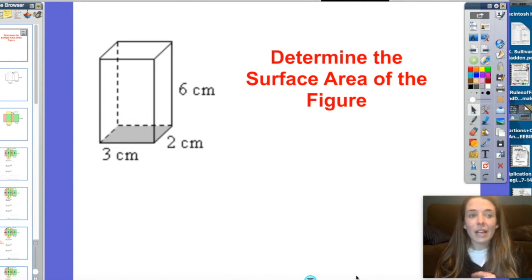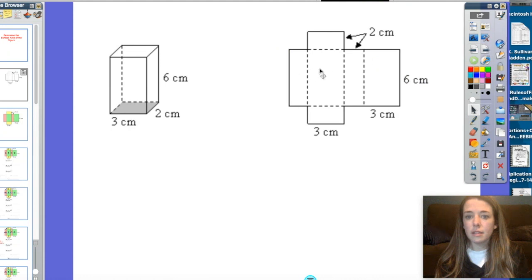Now let me think back to what Ms. Maljevic said about calculating surface area from a net. So this is a rectangular prism, which means it has 6 faces: 1, 2, 3, 4, 5, 6. And once I create this net from it, I can use the area formulas that I know and love for a rectangle, area equals length times width, to calculate the surface area.